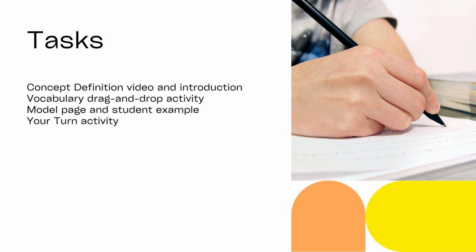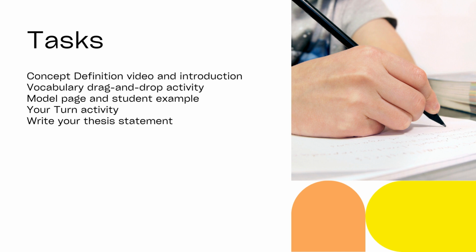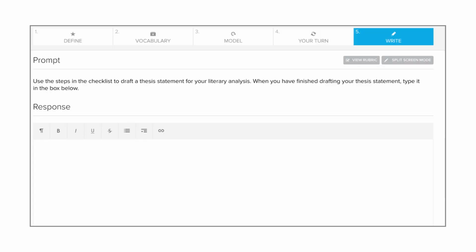Complete the short Your Turn activity on tab 4 and check the results for your own understanding. Finally, when you're ready, jump over to tab 5 and write your own thesis statement. Let's look at the prompt. Use the steps in the checklist on the Model tab to draft a thesis statement for your literary analysis. It may be helpful to create a chart like Caroline did to identify a common thread in the text that you've selected. When you finish drafting your thesis statement, type it in the box below.